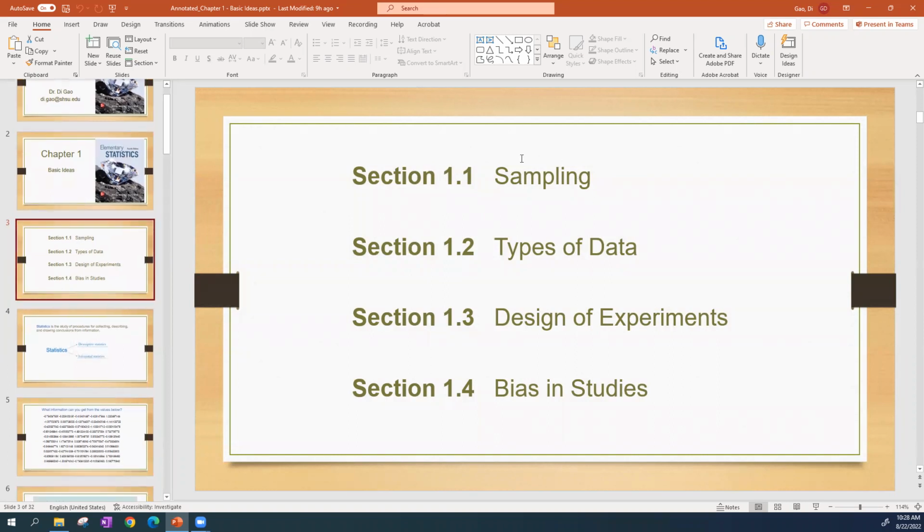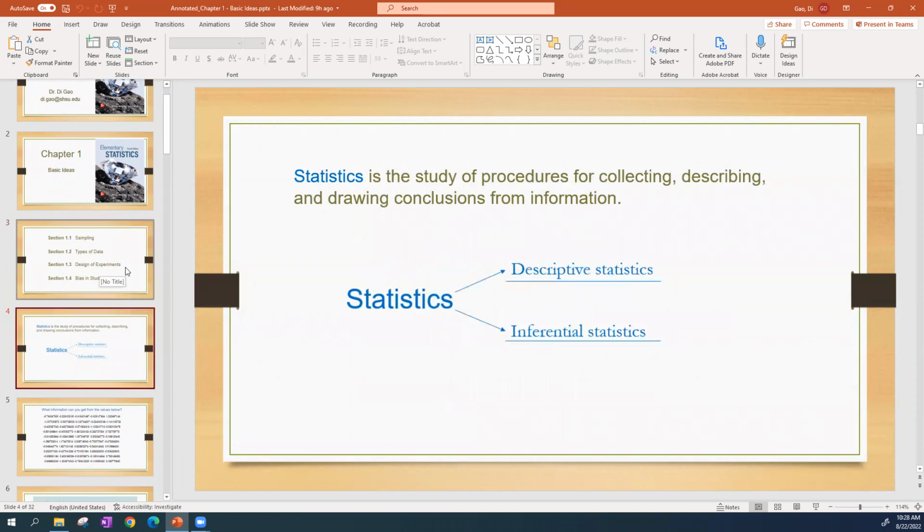Before we look at section 1.1 sampling, let's first define what is statistics. Statistics is the study of procedures for collecting, describing, and drawing conclusions from information. In brief, we have 2 big areas for statistics. First, we have descriptive statistics. And then we have the inferential statistics.